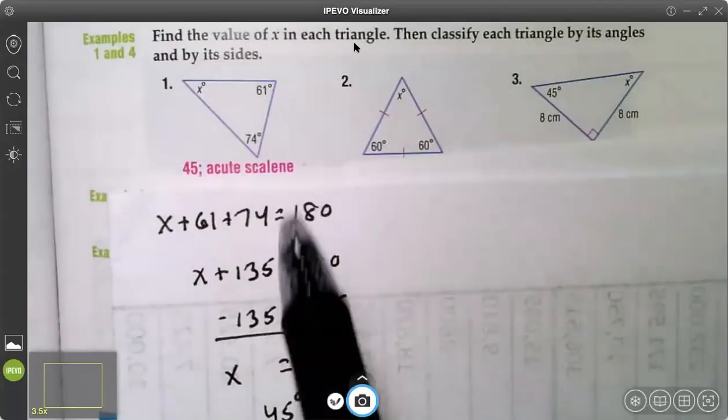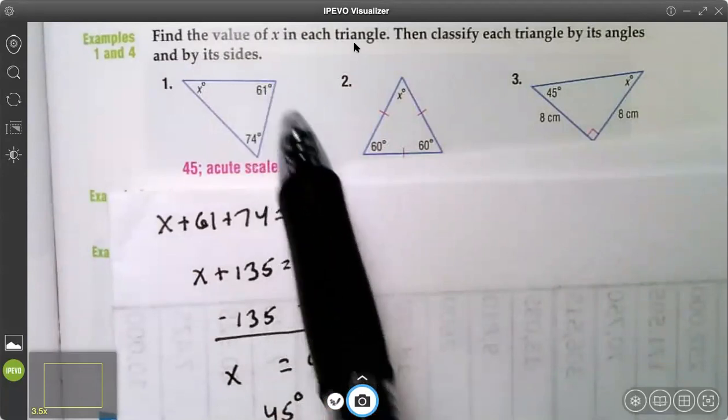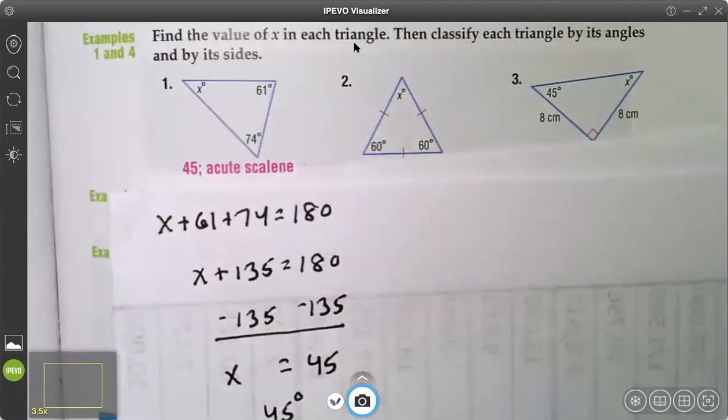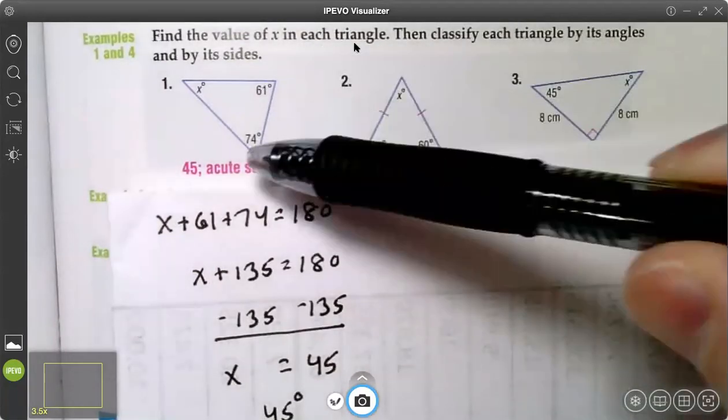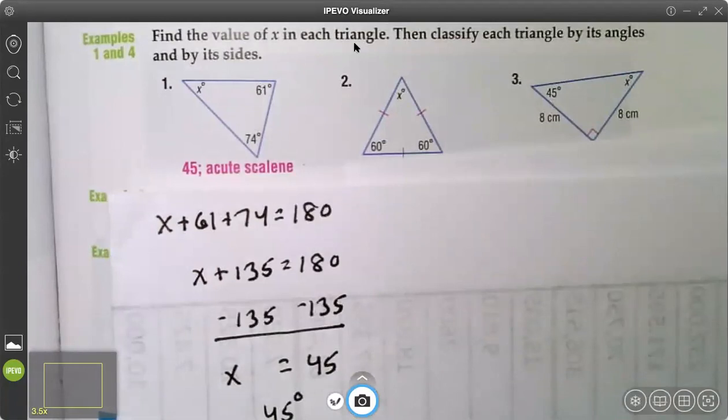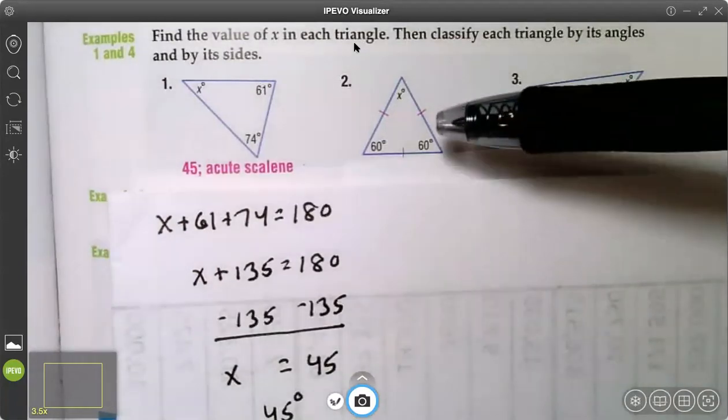And again, because we didn't have expressions in here like x minus 6 or 3x or anything like that, we could just take our calculator and say 180 minus 61 minus 74 equals, and it would give us 45. Try number 2.